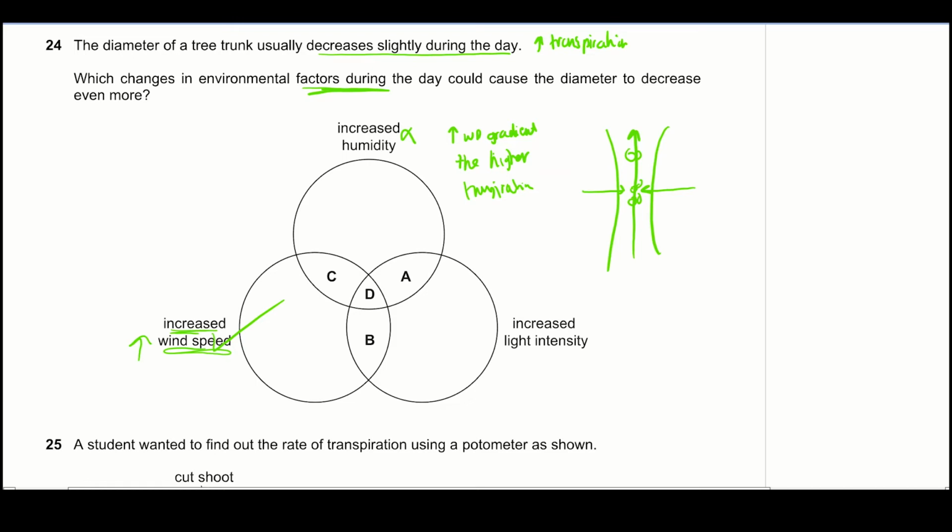Correct. Increased light intensity. This allows more water to evaporate from the surface of mesophyll cells and gives water molecules more kinetic energy, so it will also increase the rate of transpiration. Therefore, the answer is going to be B.